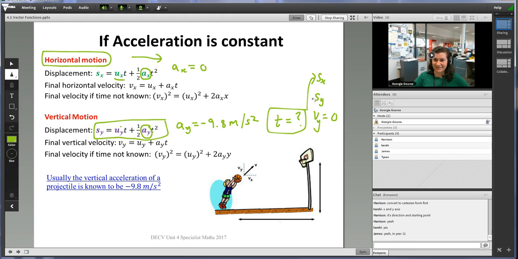Does that make sense? I hope it does, because we're about to do an example. Does that make sense? Any questions? Shall I keep going? Because I have an example.